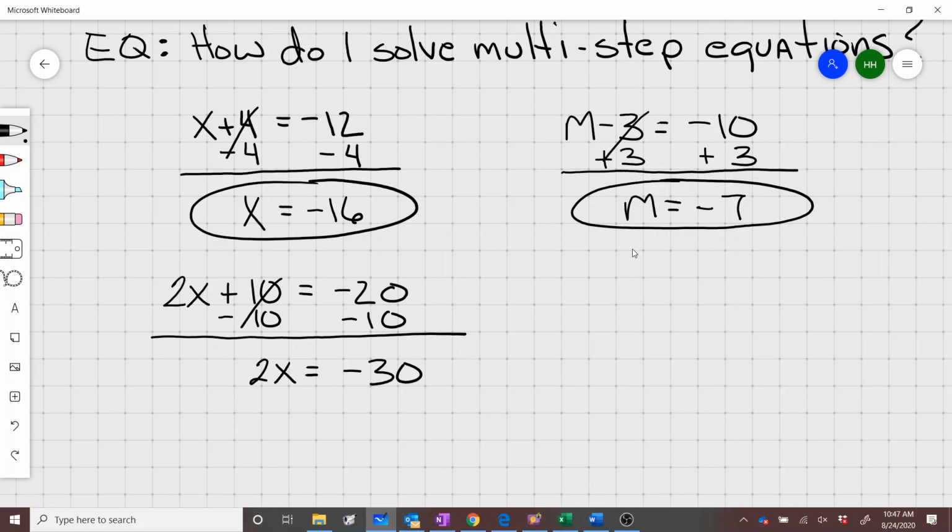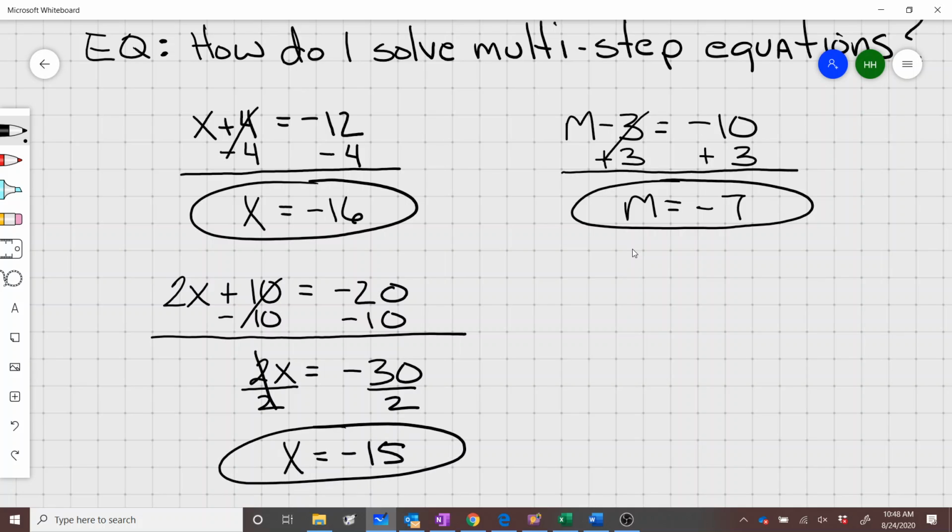And now since that variable is being multiplied by a 2, that's what 2x means. It means 2 times x. You're going to divide both sides by 2. Alright, the 2's on the left-hand side cancel. And this x is going to be equal to negative 15. Everybody alright with that?